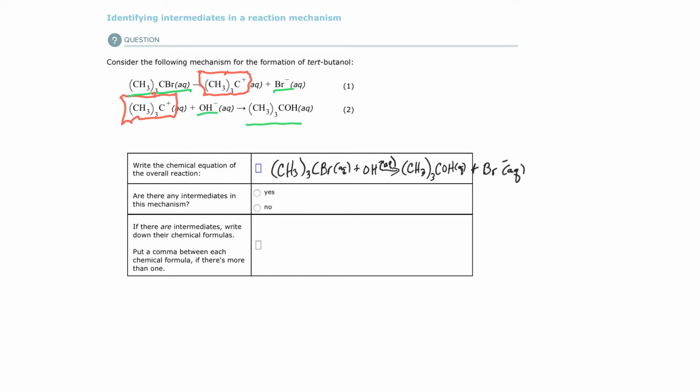Okay, second question. Are there any intermediates in this mechanism? Yes. That's what we marked in red. What is the formula of the intermediate? If there's more than one intermediate, just put a comma there. I only see one here, and it's going to be (CH3)3C+. Okay, so actually this is pretty simple. I think you'll get it.